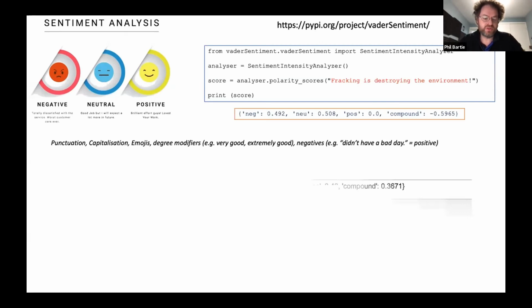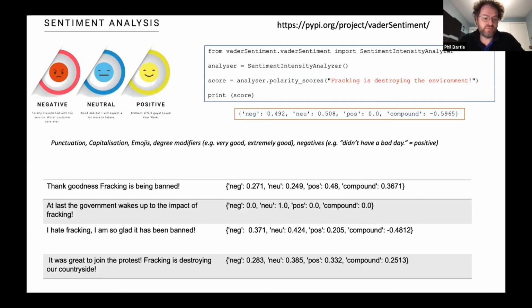And just some examples of the kinds of thing it does. So "thank goodness fracking is banned" comes out with these different scores. It gets rated on negative, neutral, and positive. It also gets a compound score, which takes into account all those. These three, negative, neutral, positive, should add up to 1. "I hate fracking. I'm so glad it has been banned." It's very difficult because it has "I hate fracking", which sounds negative, but "I'm so glad it's banned", which is positive. This package comes out with a negative compound. So it says the overall thing is negative.